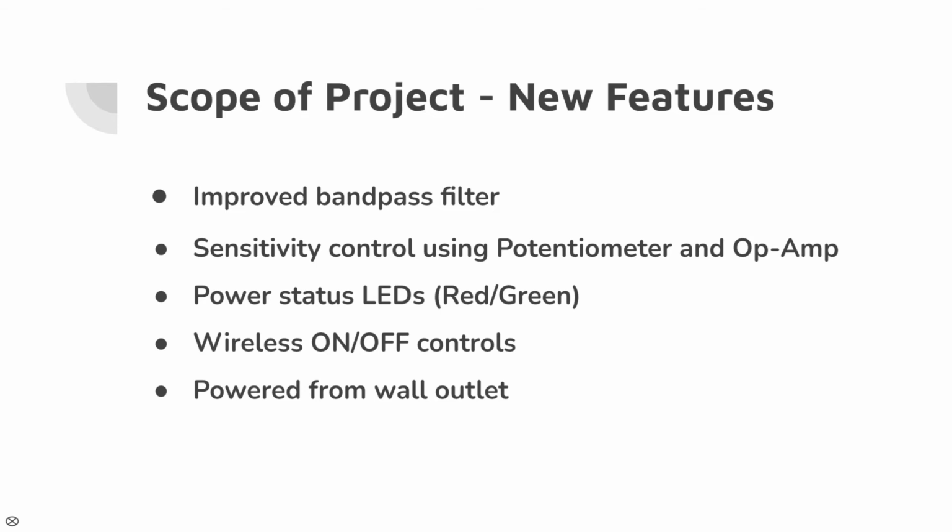Moving on to the new features of the Clapper 2.Awesome, all of the items are listed below. First being improved bandpass filter. Next, sensitivity control using a potentiometer. Power status LEDs, both red and green. Wireless on and off controls. And lastly, powered from a wall outlet, which we'll get into a little bit later.